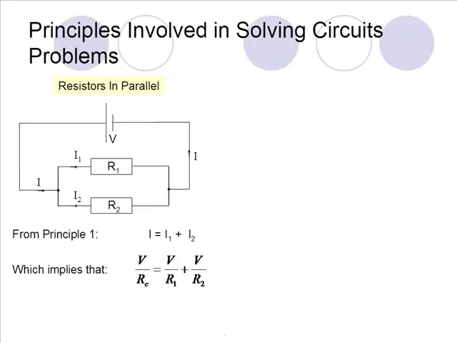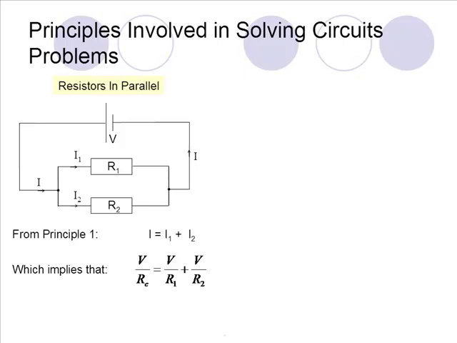If we imagine this diagram, replacing R1 and R2 with a resistance RC, for example, the current through the combined resistance RC will be I, so the current through it is V over RC. Using this concept, the current through resistor 1 will be V over R1, and through the second resistor V over R2. Combining them, you will get this equation.